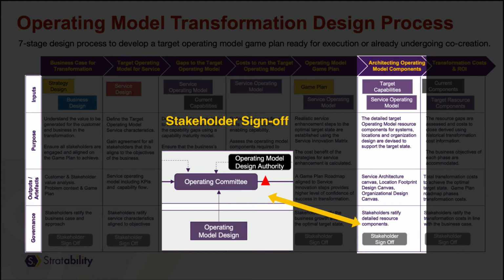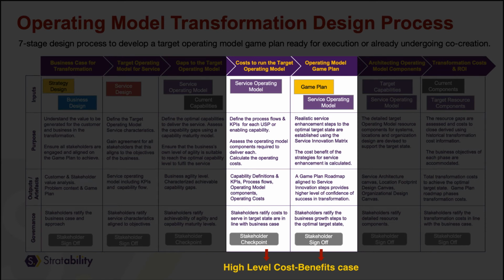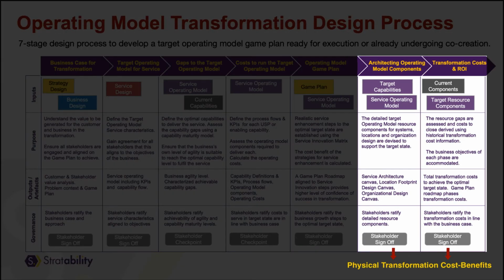And of course, these physical changes that are to be implemented have to be ratified with stakeholders again, who will need to sign off on these changes. And earlier in the course, in modules 4 and 5, you would have delved into some of the high-level costs to run the operating model in the target state, and also the benefits in the game plan roadmap, which were necessary to help you gain that first stage of sign-off and approval. But now, to get the second stage of sign-off and approval, you'll most likely need to determine the costs for the transformation and the physical ROI as well.